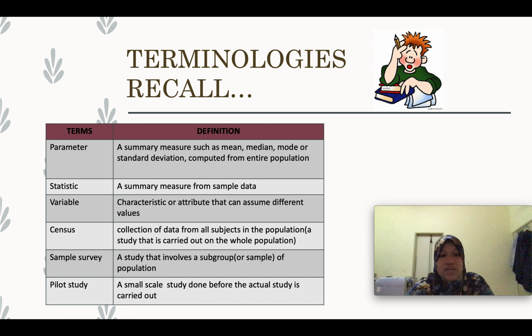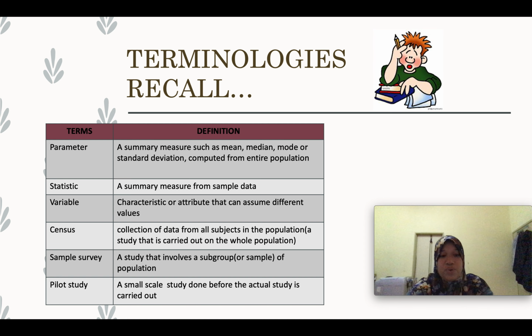Next term is statistic. A statistic is a summary measure from sample data. So let's say I'm just collecting the CGPA of the diploma students. The CGPA value we call a statistic, because the value was collected from the sample. A variable is a characteristic or attribute that can assume different values.